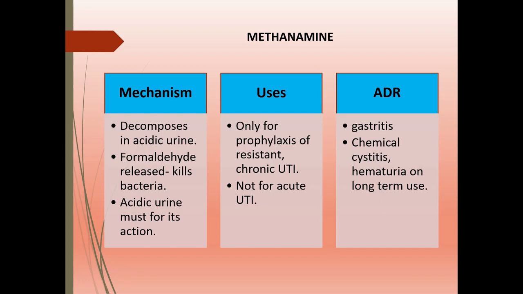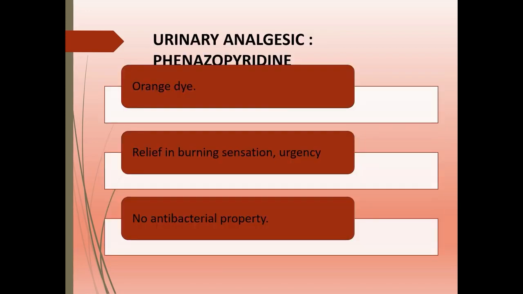So what are the adverse drug reactions? Similar to nitrofurantoin, it can also cause gastritis. It can also cause chemical cystitis and hematuria in long-term use, and it should not be given in case of renal impairment. So this is another urinary analgesic. This doesn't have any antibacterial properties, just an analgesic. It's mainly used for relief of burning sensation and urgency. It's nothing but an orange dye. It's an analgesic with no antibacterial property. Phenazopyridine.